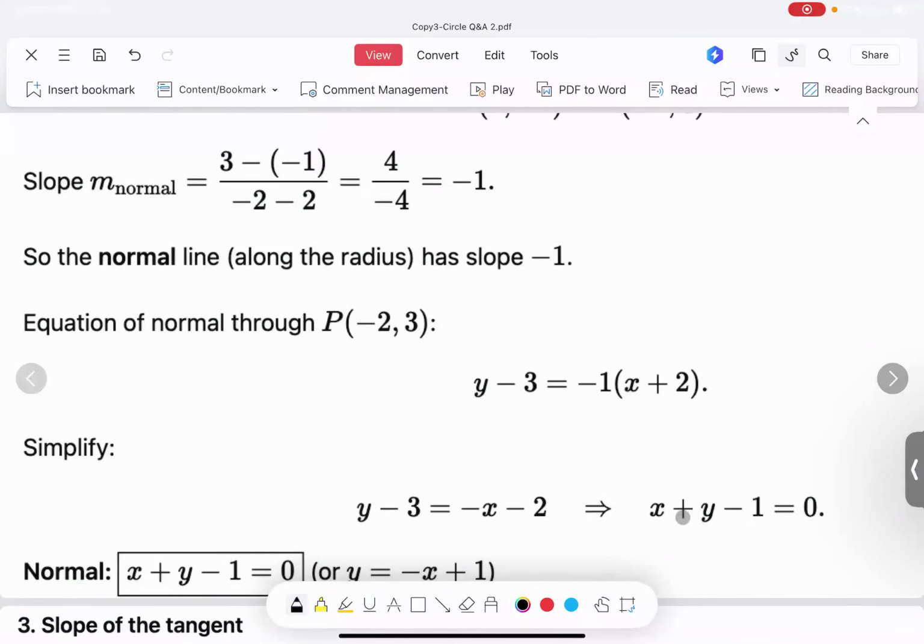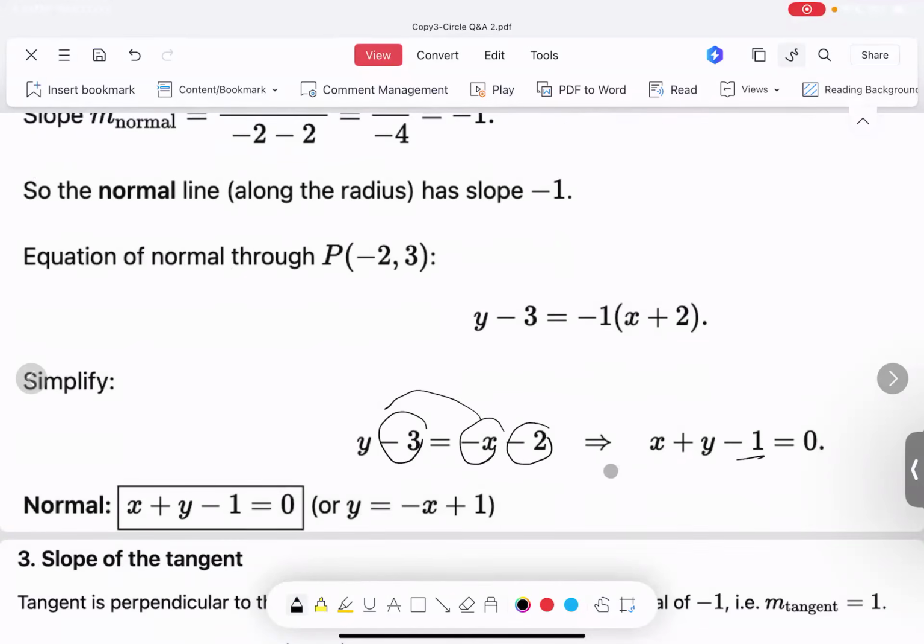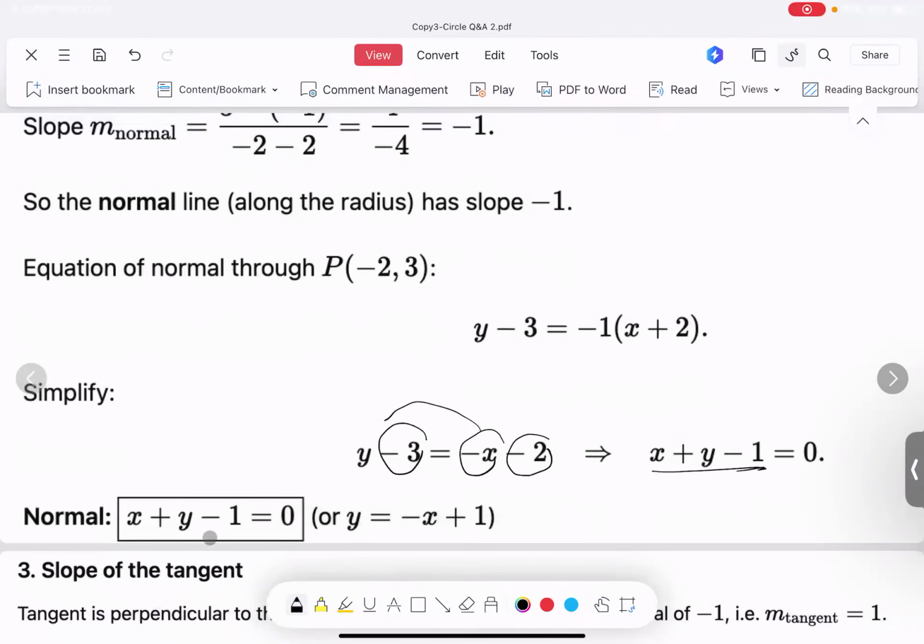Now you simplify it. y minus 3, multiply this by this, so you get negative 1, and this one moves here. So finally, the normal is this one. You can write it like this or like this.